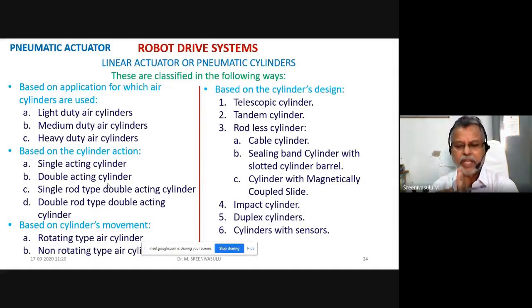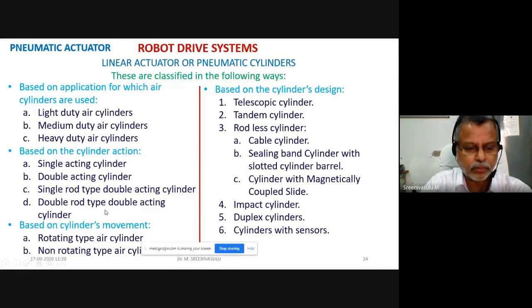Then, if you have a piston like this, my hand, you assume that as a piston, and you have a shaft attached to this side as well as this side. Now, this is rod 1, this is rod 2. When the piston is moving, both the rods are moving. That comes under category D, double rod type double acting cylinder.